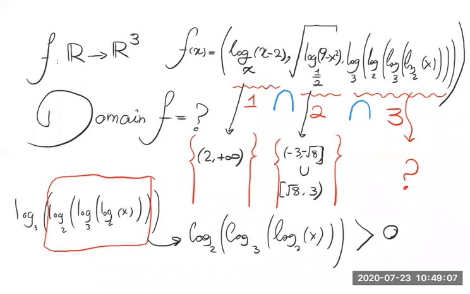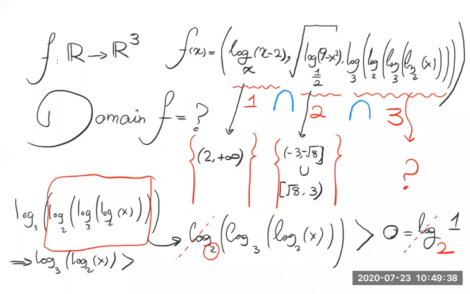But what is 0? 0 is log of 1 in any base we want. Since here I have base 2, I would write here in base 2. So we can cancel log from both sides. I can cancel this log with this log. It means log in base 3 of log in base 2 of x, if I cancel these logs, should be greater than 1.